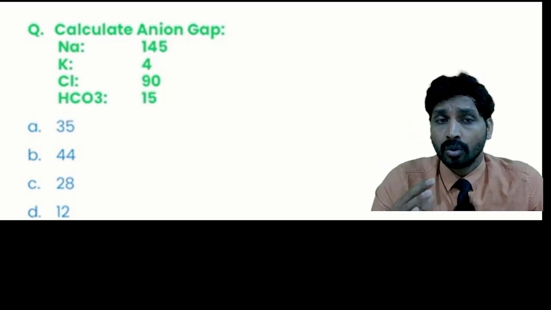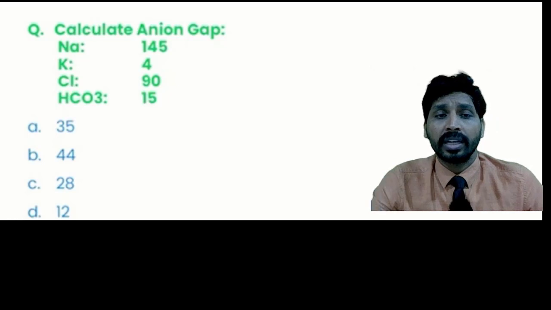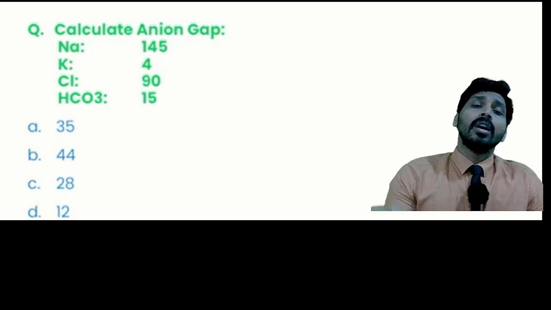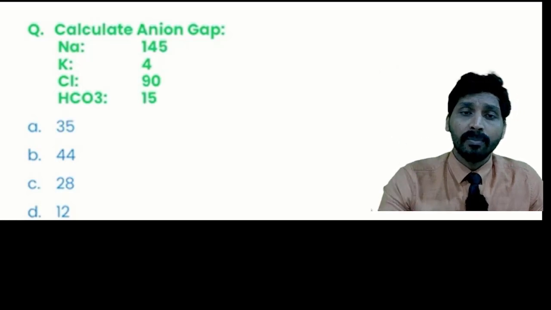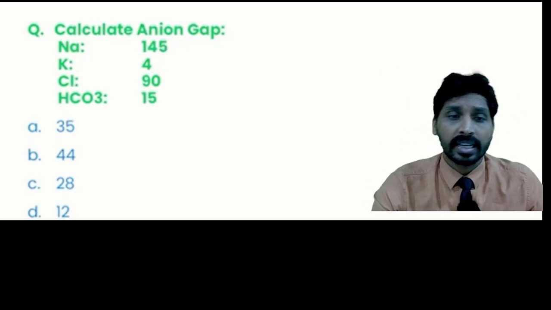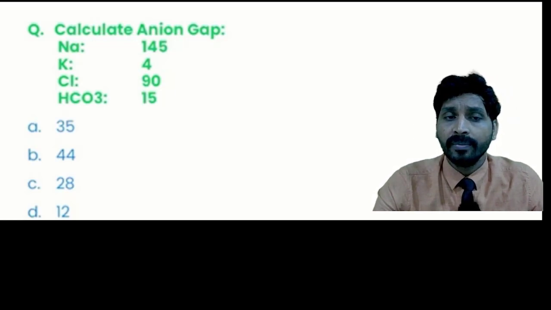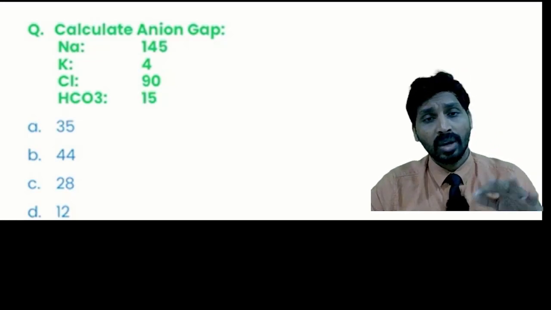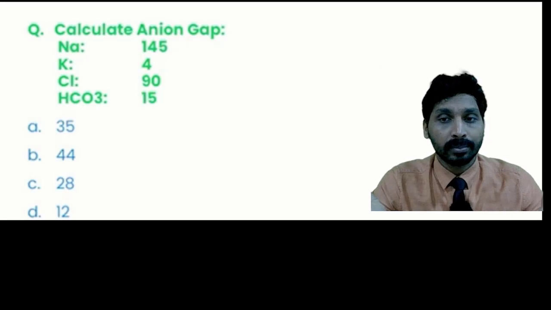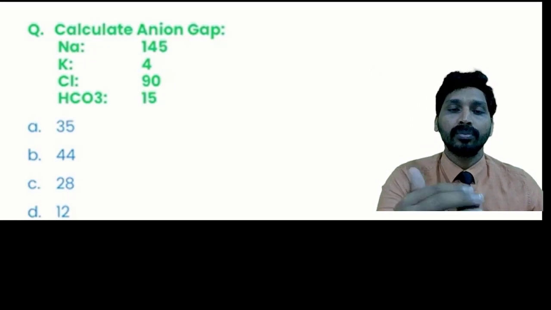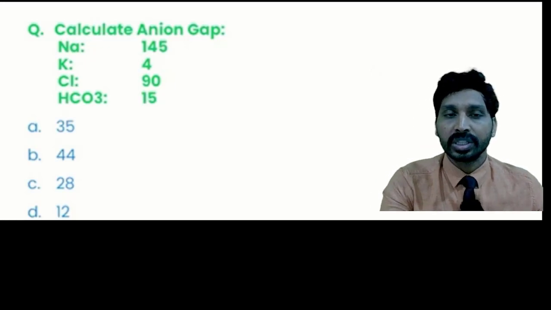So you have to calculate the positive charge molecules and negative charge molecules. 145 plus 4 is 149, and chloride plus bicarbonate, 90 plus 15, is 105. You subtract 105 from 149, and whatever value you get is the answer. So the correct option will be 44. Sometimes potassium is not included in the count, and that is okay; then 35 might be the correct answer, which is nearest to the value.